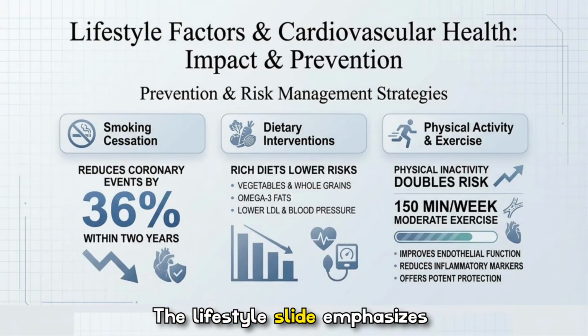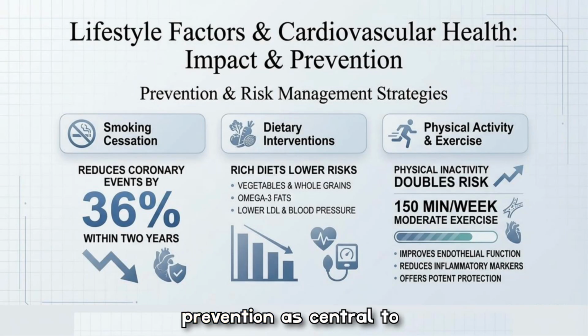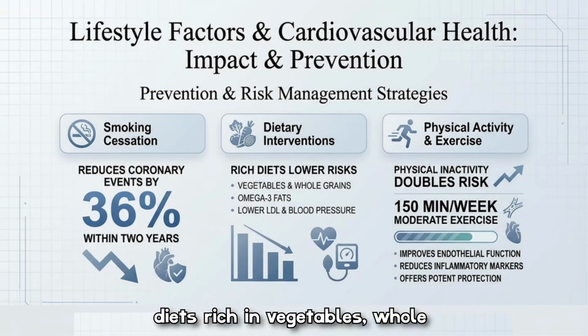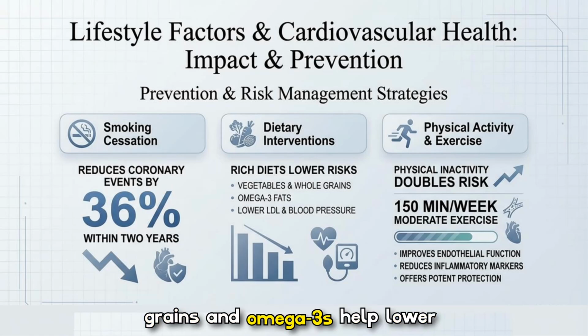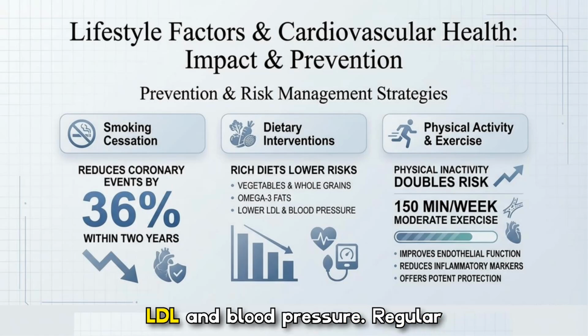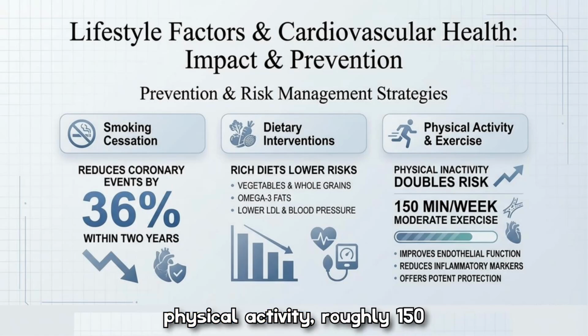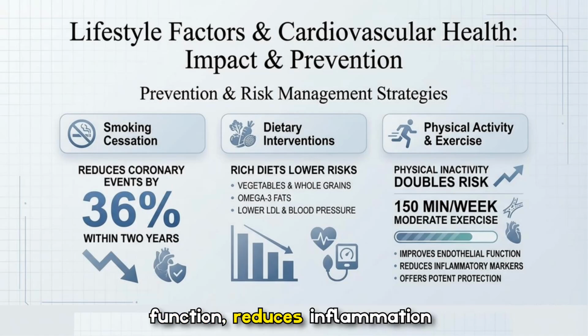The lifestyle slide emphasizes prevention as central to cardiovascular health, showing that quitting smoking can cut coronary events substantially, about a third fewer within 2 years, while diets rich in vegetables, whole grains, and omega-3s help lower LDL and blood pressure. Regular physical activity, roughly 150 minutes a week of moderate exercise, improves endothelial function, reduces inflammation, and offers powerful protection against risk.